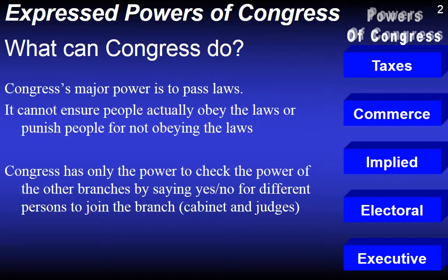So Congress only has the power to pass laws, but with the way the Constitution is structured, they also have the power to restrict the other branches of government. For example, they have the power to say yes or no to any cabinet member for the executive branch. That means that they can control who's actually doing the enforcement of the laws. They also have the power, after the president picks someone to be a judge, to say that person cannot be a judge or that person can be a judge. So they do have some sway over who gets into those positions in the executive branch and the judicial branch.